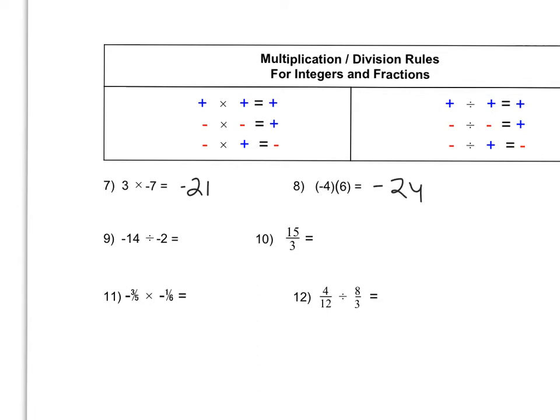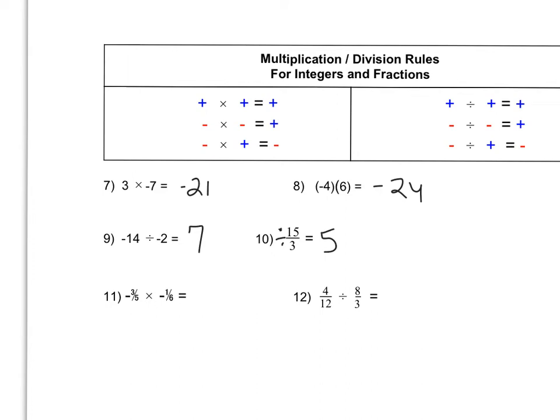Problem number 9, a negative divided by a negative. We know our answer is going to be positive using the rules from the table, and our answer will actually be +7. +15 divided by 3, I'm going to put a little division symbol right there because that's what that fraction bar means, and our answer is 5.